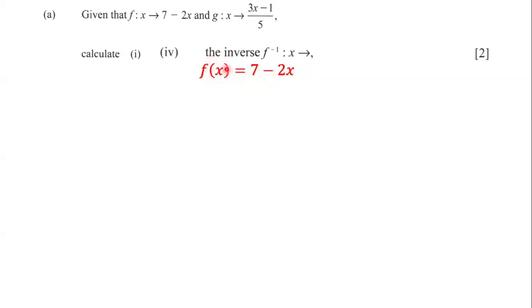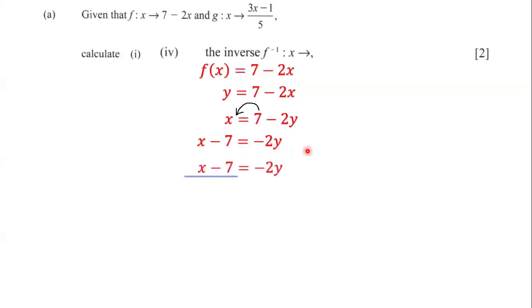We take f of x and set it equal to y. So we have y is equal to 7 minus 2x. Then we swap x and y, so we put x here and we put y here. Next, we solve for y. We take 7, which is a positive 7, and when we send it over, it becomes a negative 7. And so we have x minus 7 is equal to negative 2y.